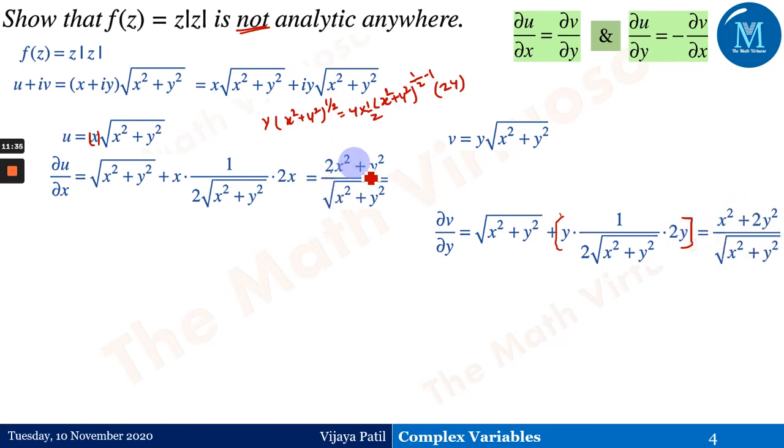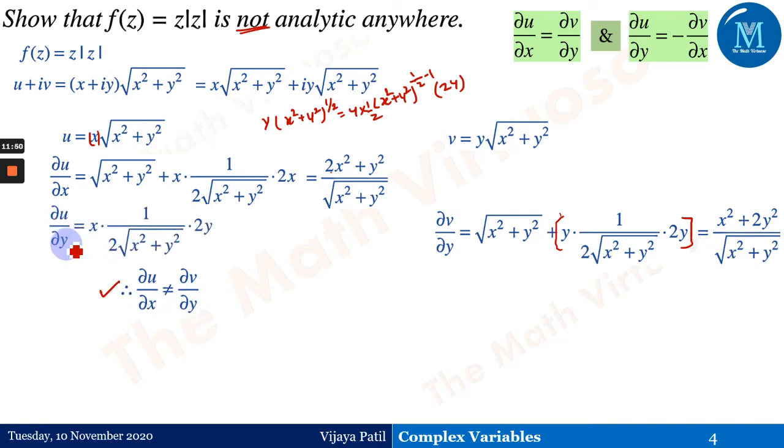And so if you observe, this is 2x square plus y square upon this, and this is x square plus 2y square upon this. So that means what? My first term is not equal. So ∂u/∂x is not equal to ∂v/∂y. Let me check with the other, what will happen.